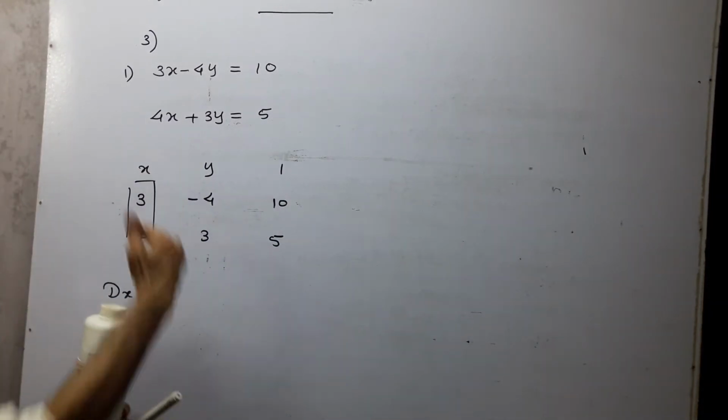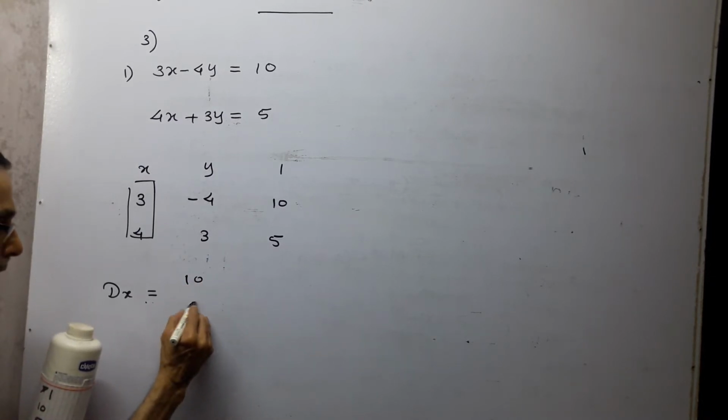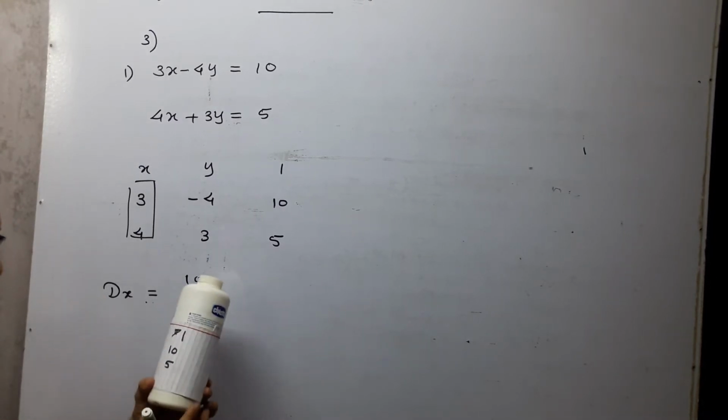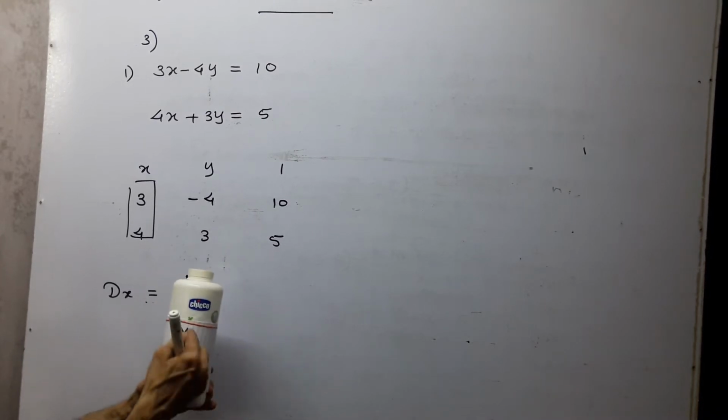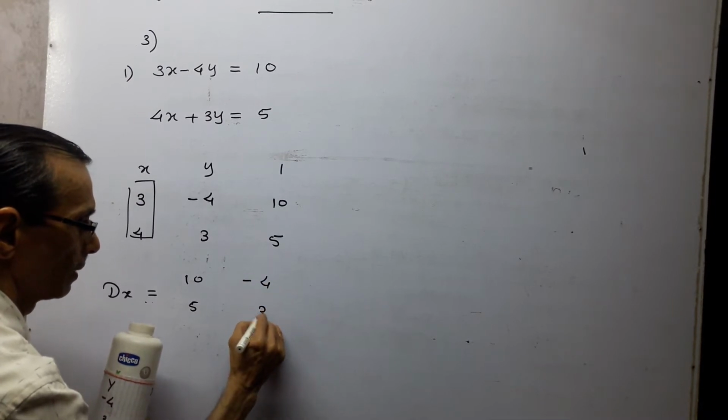Go in the opposite direction, so you'll get 10 and 5. And if you rotate in the same direction again, you will get the coefficients of y, that is minus 4 and 3.